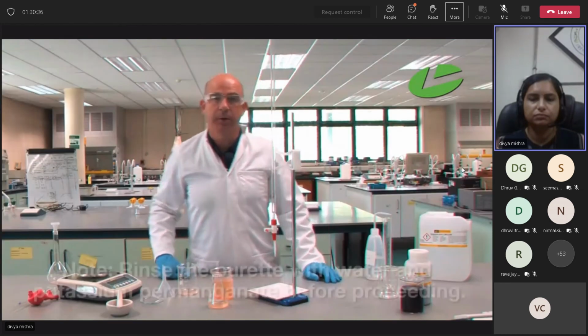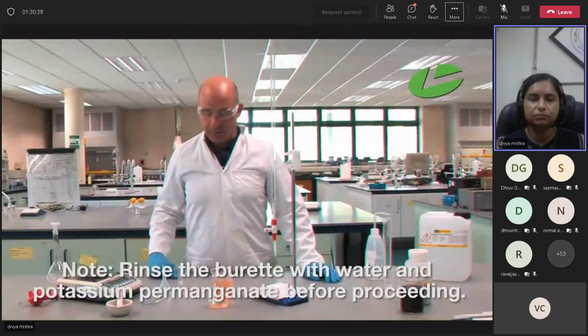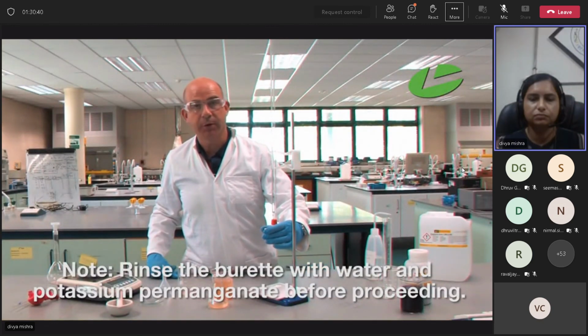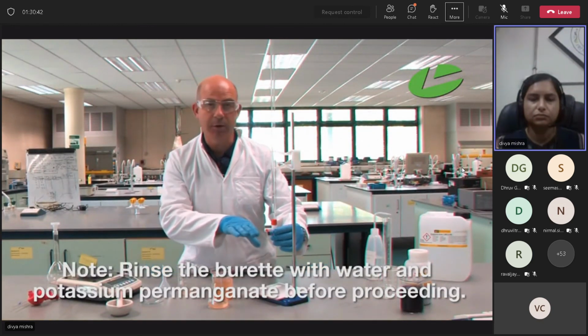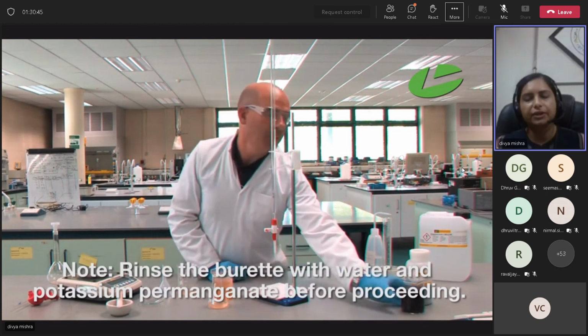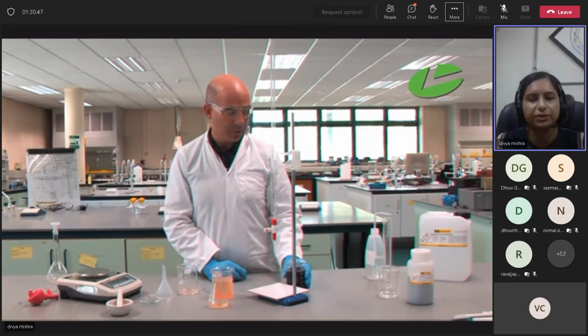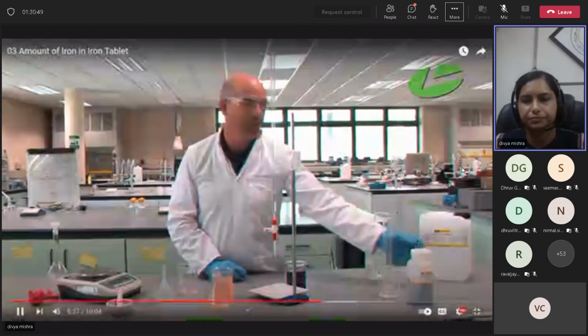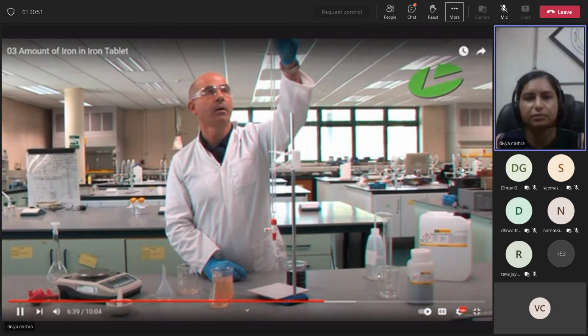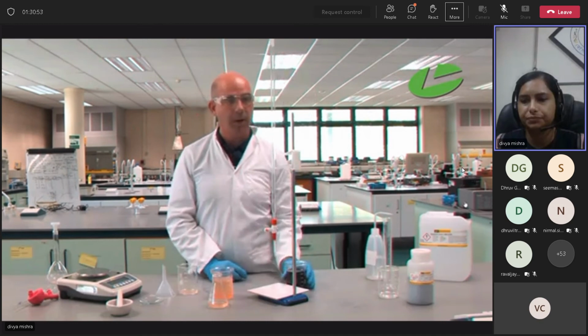Next, I need to fill the burette. First of all, ensure the tap is closed, so it's in the horizontal position. The titration is performed with a different reagent, my 0.015 potassium permanganate solution, and fill the burette.